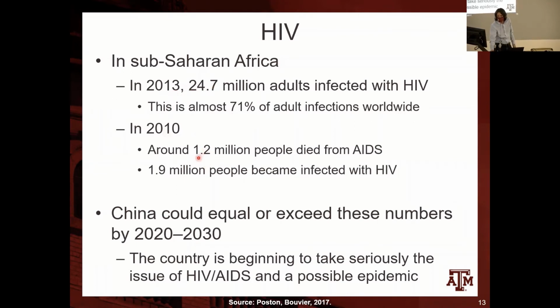And this number here is a yearly number: the number of people that died from AIDS and became infected with HIV in the specific year of 2010. And the whole discussion that I started in the previous slide is that China could exceed these numbers by now, 2020 to 2030, right? So we're in the middle of this.